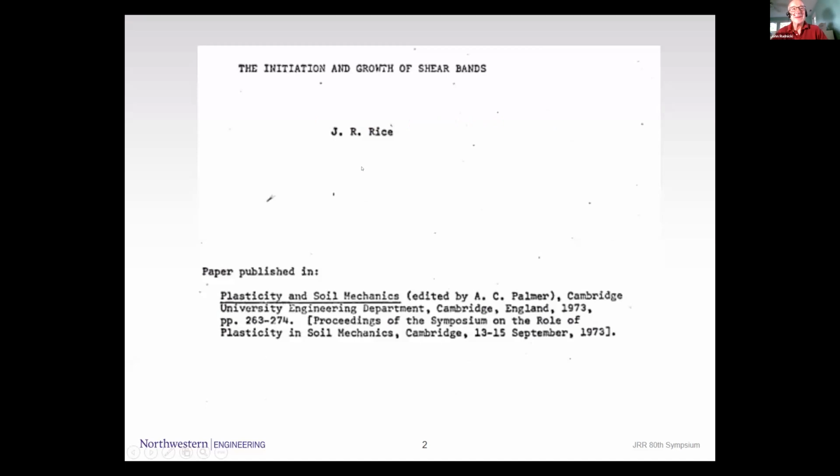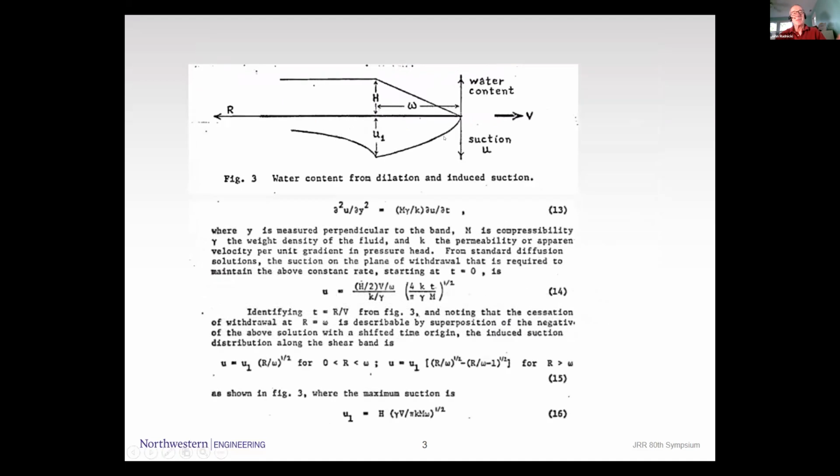Jim had published a paper at that time on the initiation and growth of shear bands. And one of the calculations he did in the paper was for the suction induced by a dilating end zone in a shear band that was propagating at a speed v. And he did this using a one-dimensional diffusion solution and came up with the maximum suction, which happened to be induced at the back of the end zone. And Jim asked me to look at what happens if the diffusion is not one-dimensional. Well, I managed to do this.